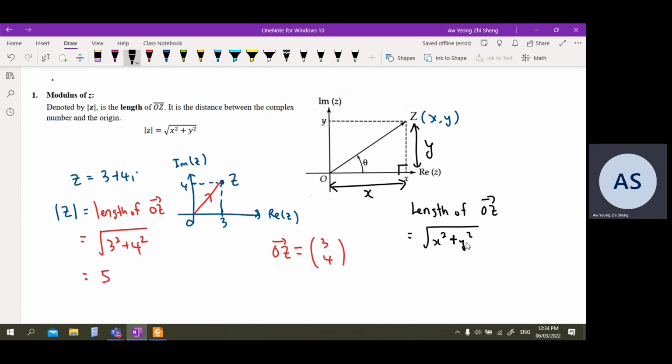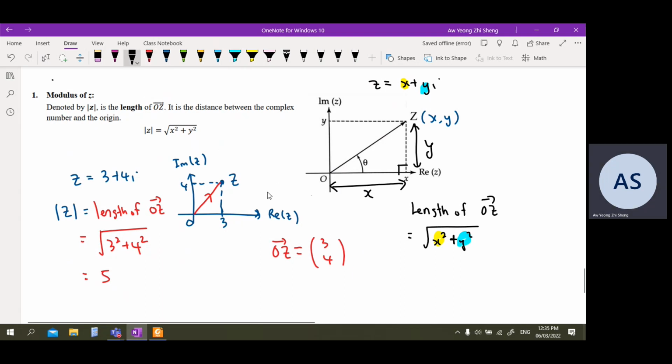And what are x and y? They are namely the real part and imaginary part of the complex number, because at the beginning they set z to be x plus yi. So you just need to take the real part, square it, take the imaginary part, square it, add up, then take the square root, and you will obtain the modulus.